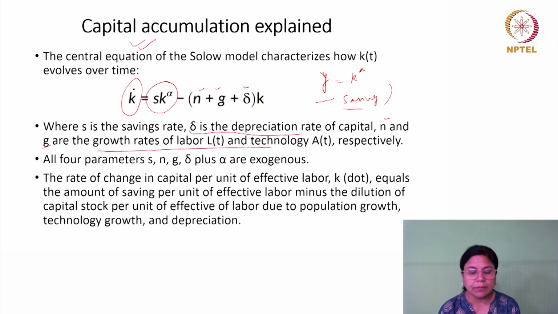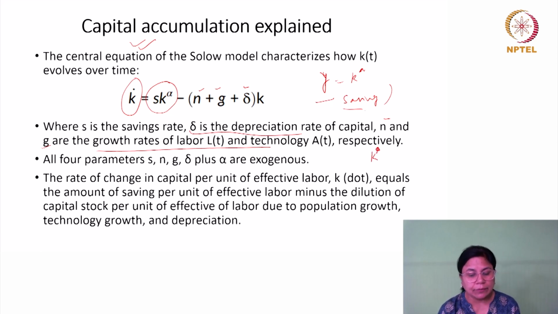Now, if the economy's current capital stock per unit of effective labor, k_t, is below the steady state, that is k star, then what will happen? Then the economy will save more than what is needed to keep the capital stock unchanged. So capital k_t will continuously rise until it reaches the steady state of k star.